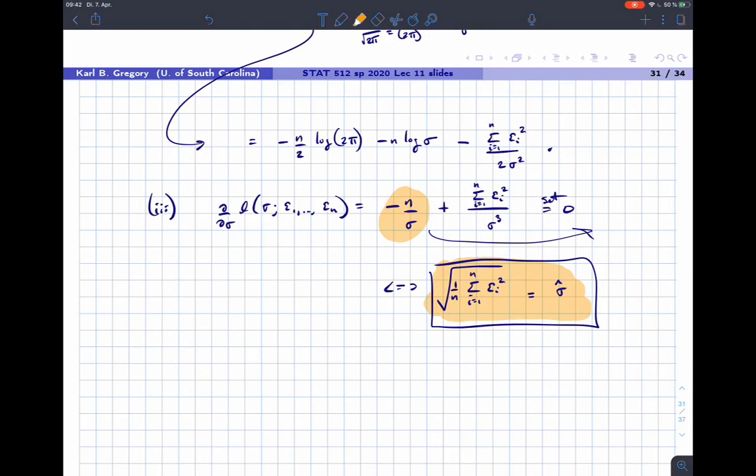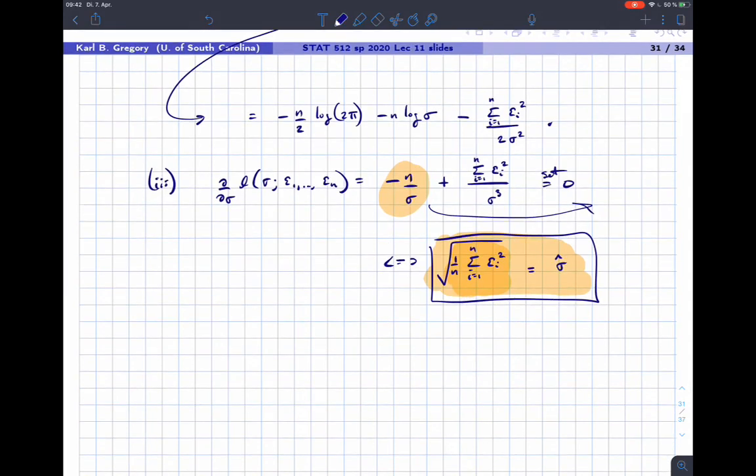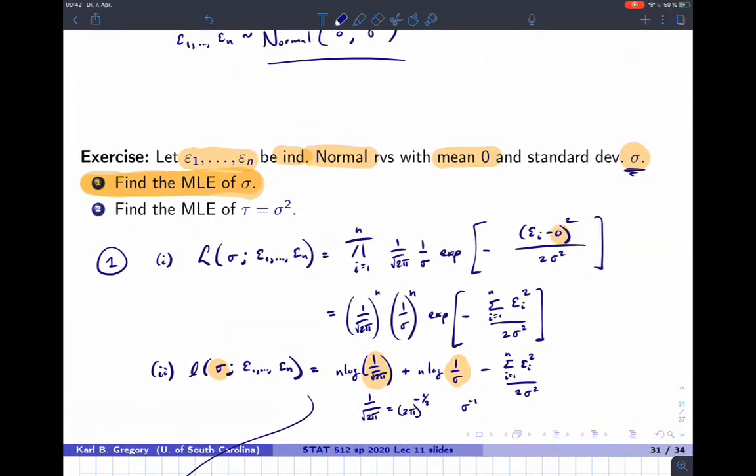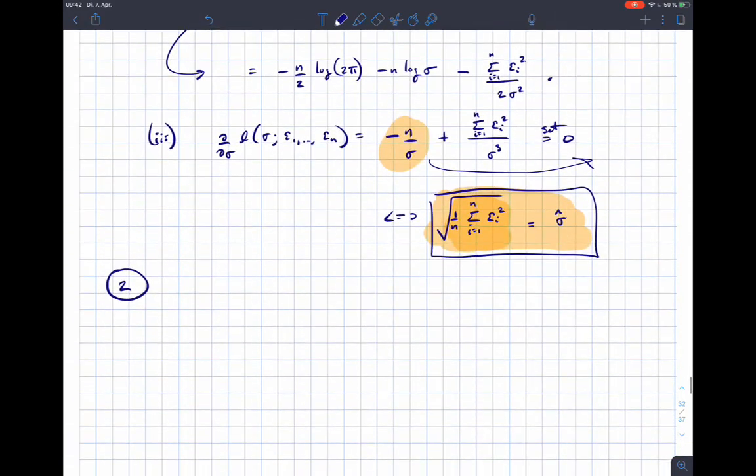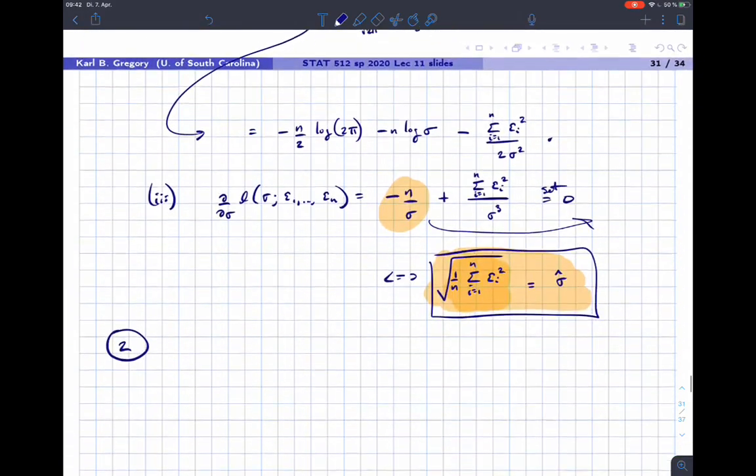So I take the sum of the squared epsilons, divide by n, and take the square root. So the square root of the mean of the squared epsilons. Okay, now let's say I directly want to estimate sigma squared, which I'm going to give the name of tau. I want to find the maximum likelihood estimator of that.